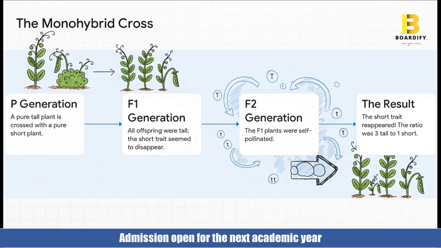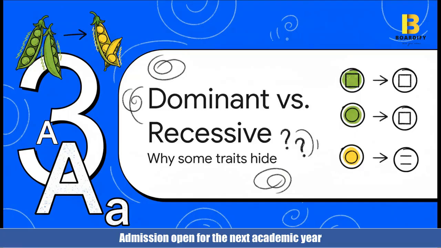But here's the twist. Mendel then took those tall F1 plants and let them self-pollinate. And guess what happened in the next generation, the F2? The short plants came back. This was huge. It proved the shortness trait was there all along. It was just hiding. And that mind-blowing discovery that a trait could just hide for a generation and then pop back up led Mendel to one of his biggest ideas, the concept of dominant and recessive traits.